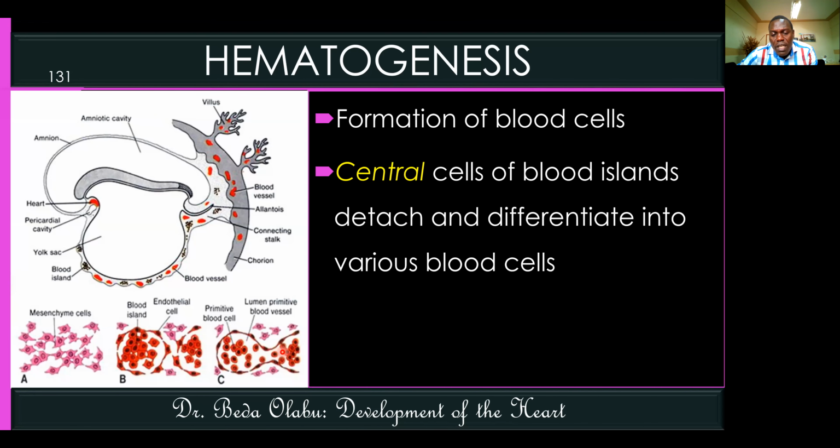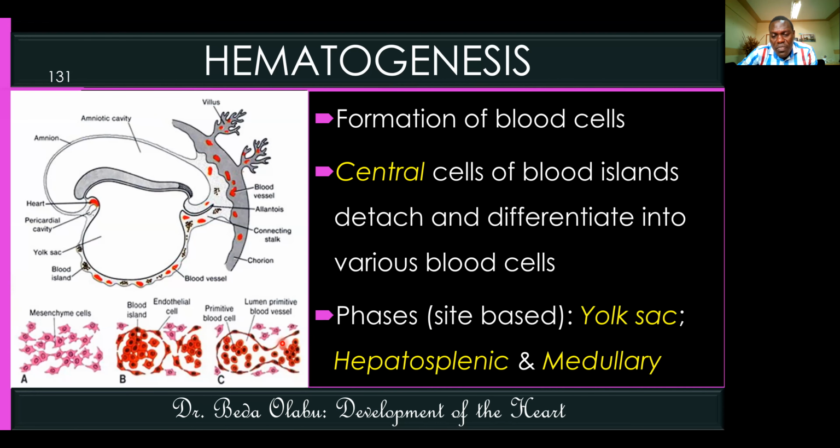and they're the ones that will differentiate into the different types of blood cells. In terms of sites of hematogenesis, there are three phases based on site. The yolk sac phase of hematogenesis is that period when blood cells are forming within the yolk sac as well as the chorion. We call that the yolk sac phase of hematogenesis.